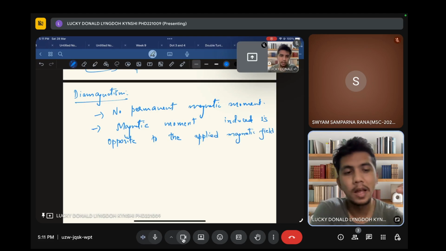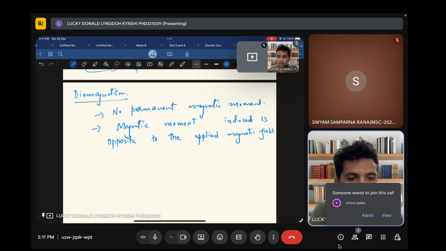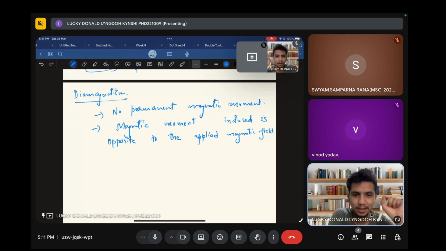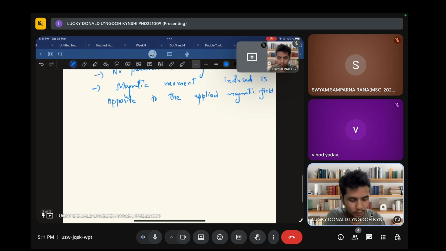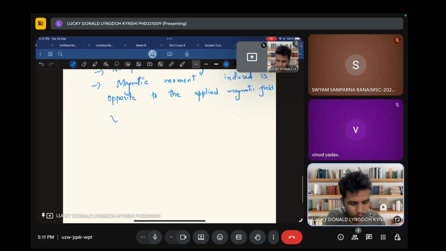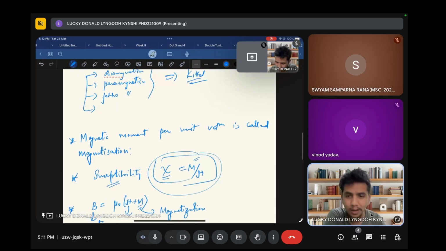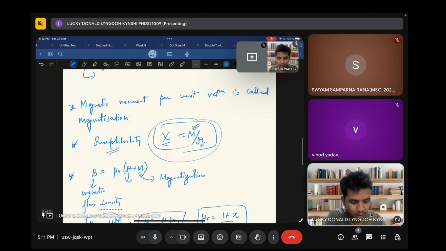Just like I have mentioned to you, in diamagnetism you have no permanent magnetic moment, but your magnetic moment can be induced by the applied external magnetic field, and that induced magnetic moment is opposite to the applied magnetic field. So if I have to quantify the induced magnetic moment, I have to write the susceptibility psi. Susceptibility is related to how much magnetization you get per unit applied external magnetic field strength.